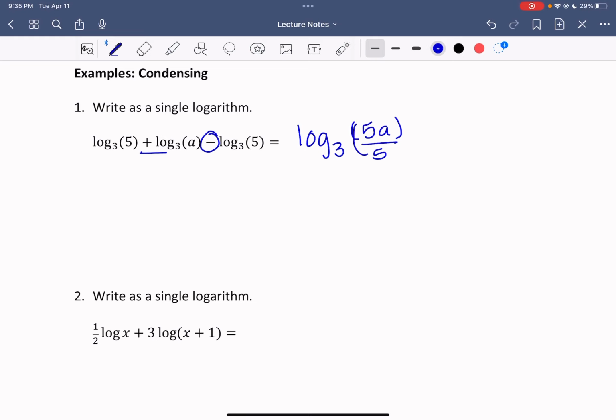So I'm going to divide by 5. Notice I now have log written only once. That would simplify by those 5's canceling. So that would give me log base 3 of a. Let's go to the next one.